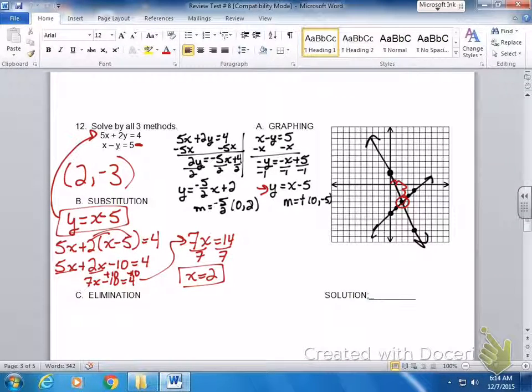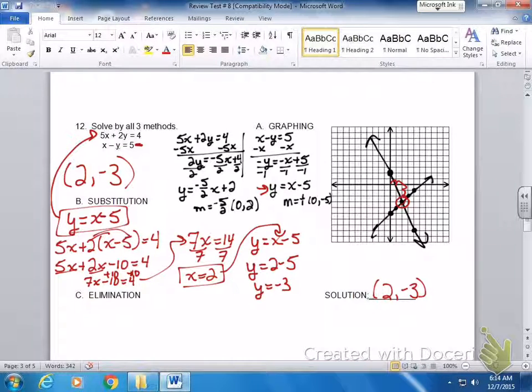Now the difference between graphing and substitution is that once we get that x, it's a lot like elimination. I need to plug that into either equation. So I'm going to use my y = x - 5, and I'm going to plug my 2 in for x. So I have y = 2 - 5, and so y = -3. So again, my solution is the point (2, -3).